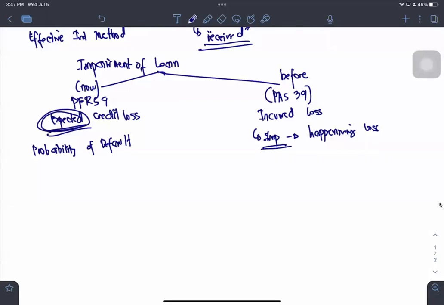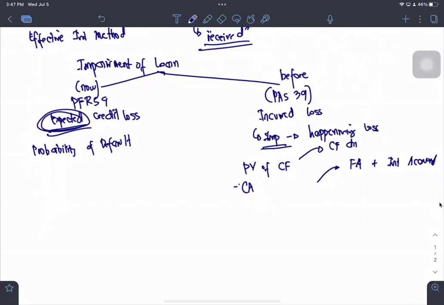So how do we compute for your impairment of loan? Under PAS 39, generally, we compare the present value of cash flows less the carrying amount. And generally, the carrying amount is equal to your face amount plus any interest that is considered accrued. While your present value of cash flows is the cash flows discounted using the original effective interest rate. So present value of cash flows less carrying amount is your impairment loss under PAS 39.